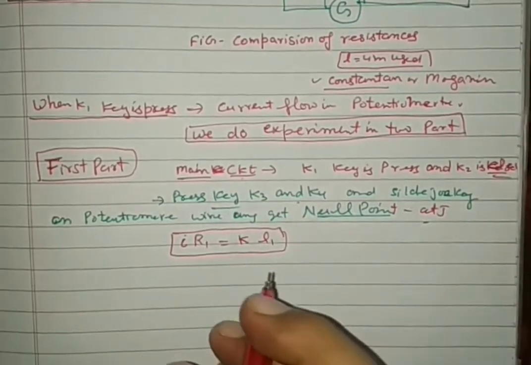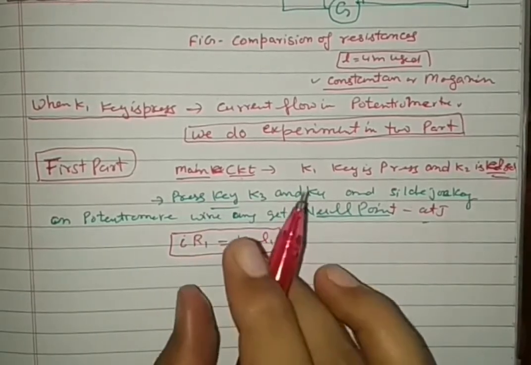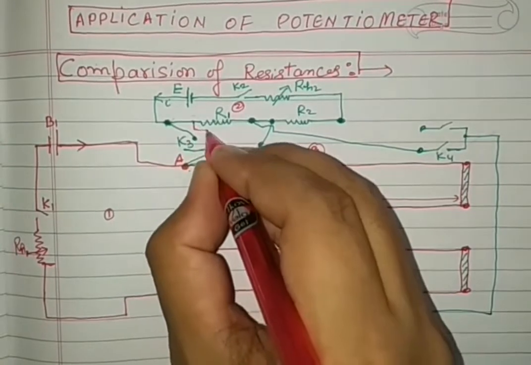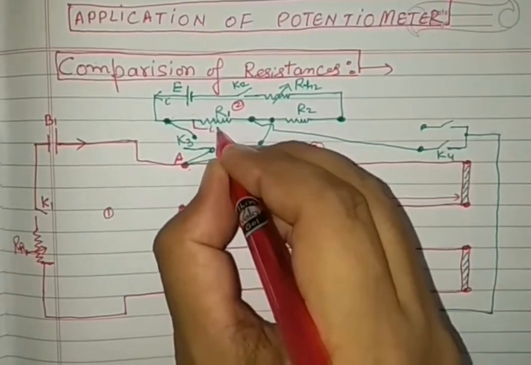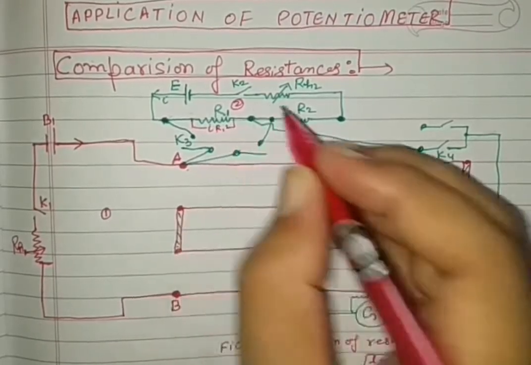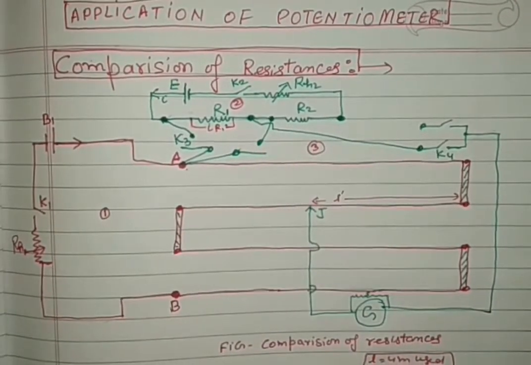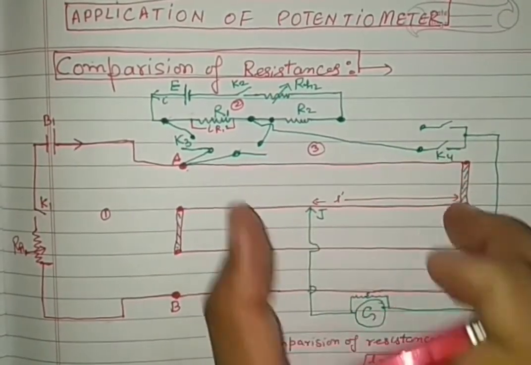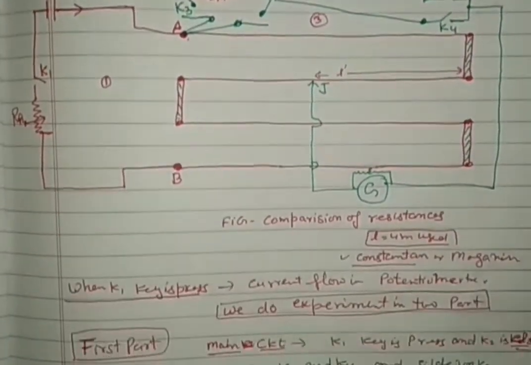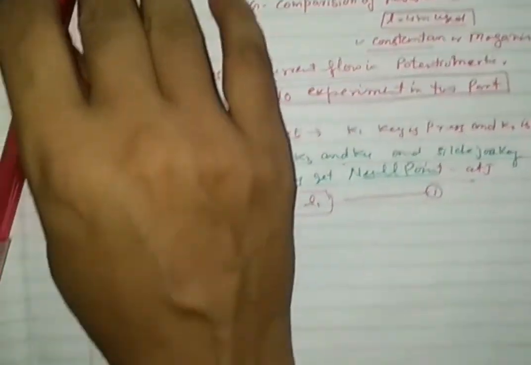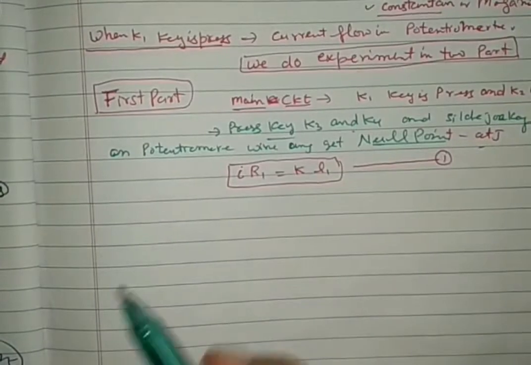This IR1 can be written as the potential flowing in this. See the potential flowing in it, IR1. This is the potential flowing in it. It is equal to the potential gradient here and the length obtained here. In this case, let it be equation number 1. This first part of the experiment is over.